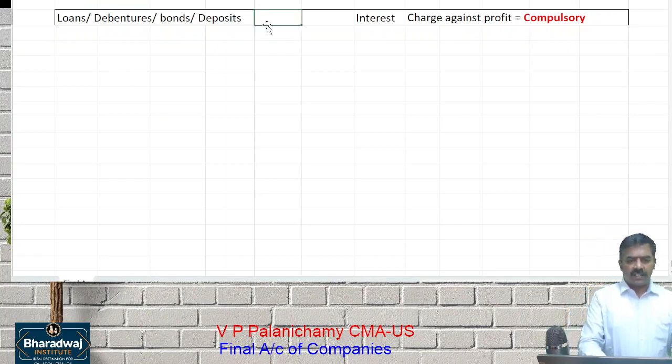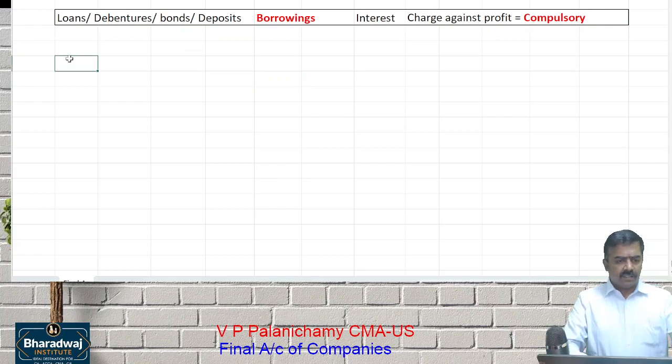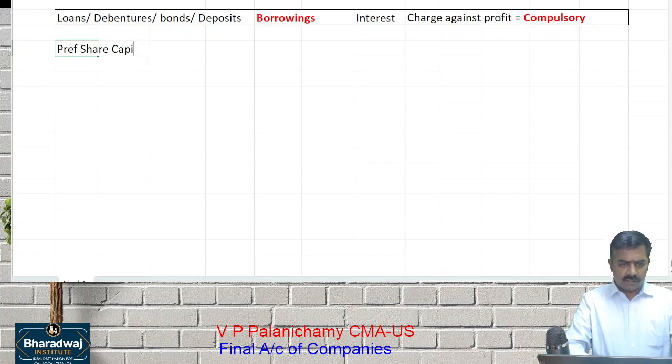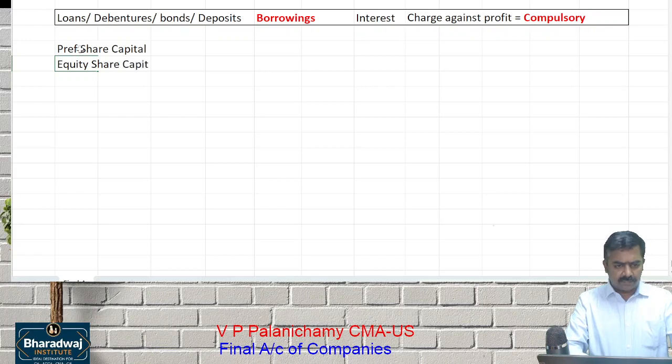So all these things are called which money? Borrowed money or owner's money? Borrowings. They are called borrowings. It can be short-term or long-term borrowings. Okay. What about shareholders' money? We have got preference share capital, and equity share capital.